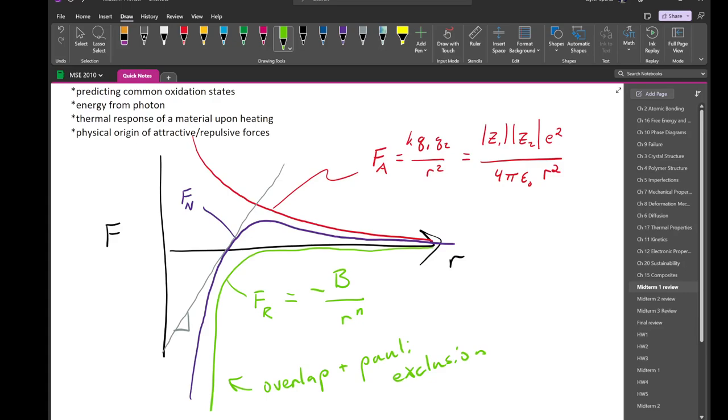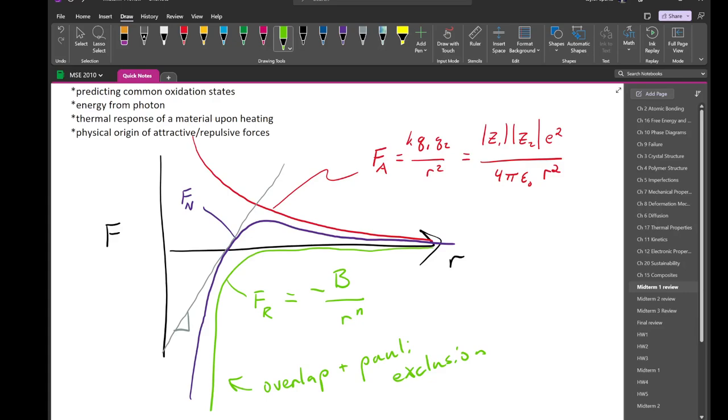Yeah, think about it. To achieve a certain delta R, like elongating it, a really high slope would mean you need a bigger force to do that. So a ceramic would have a really steep slope because they're stiff. A polymer would have a really gentle slope.